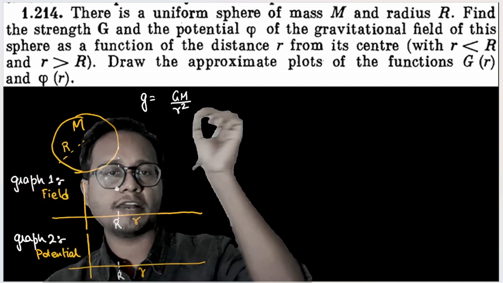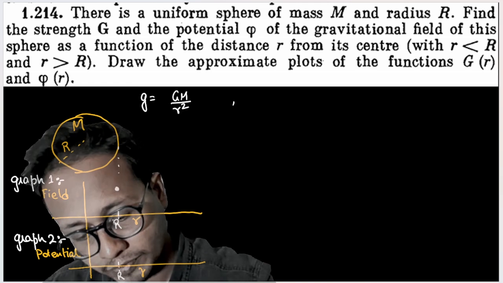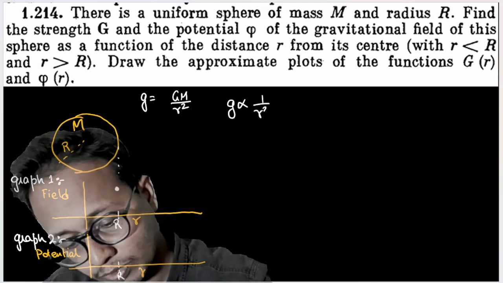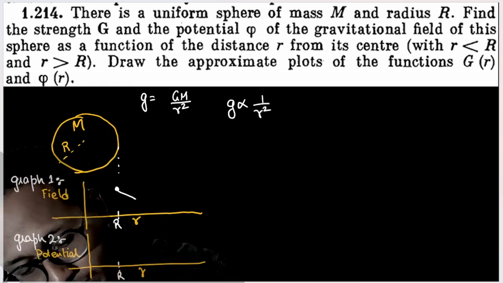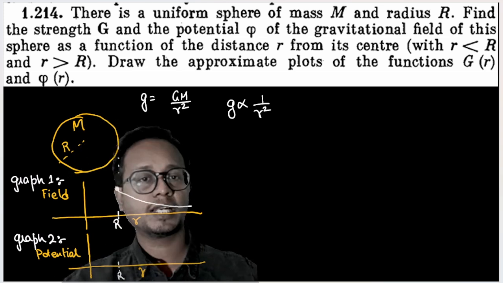Now, as I increase the value of r, how would a graph of g directly proportional to 1 by r square look like? The graph would somewhat look like this one, isn't it? This would be the graph.